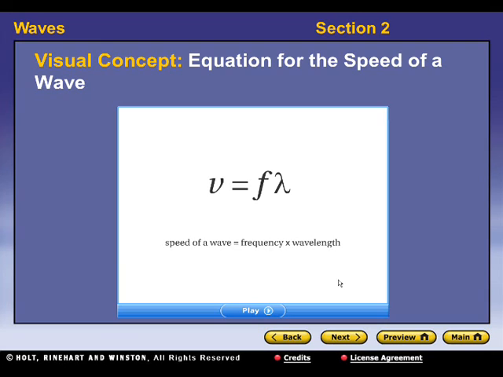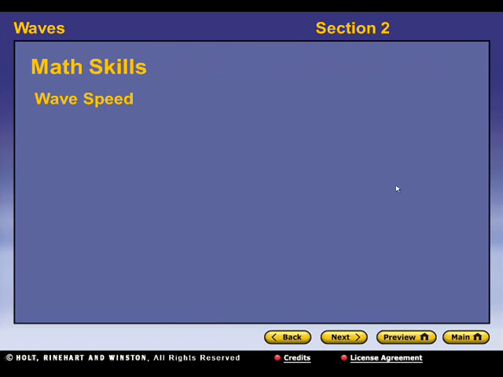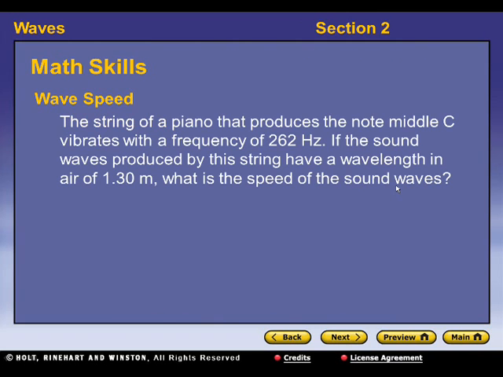Alright, so let's go over the equation for the speed of a wave. The speed of a wave equals the product of its frequency and wavelength. Okay, simple, short, and sweet. Velocity, the speed of a wave, is frequency times the wavelength. So we've got to do some math skills.